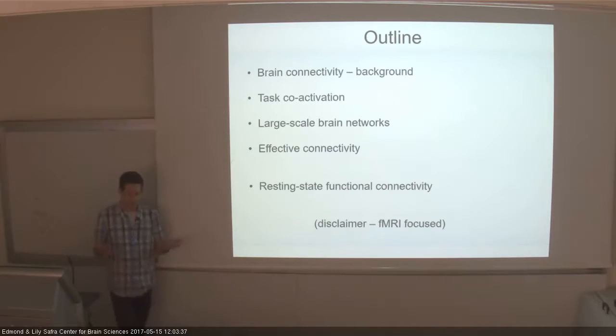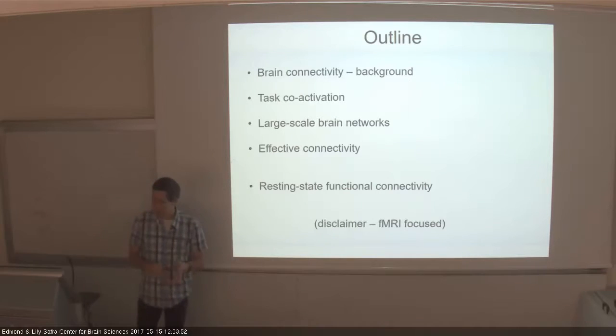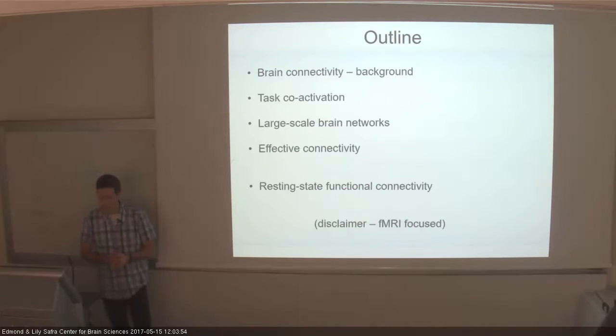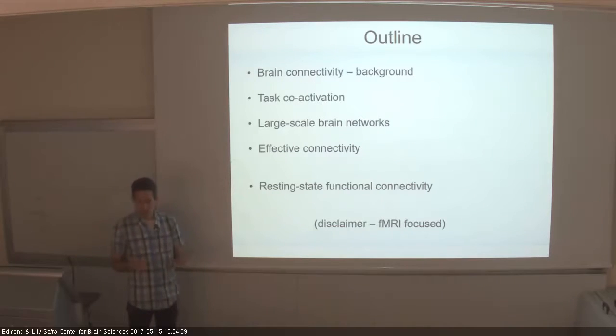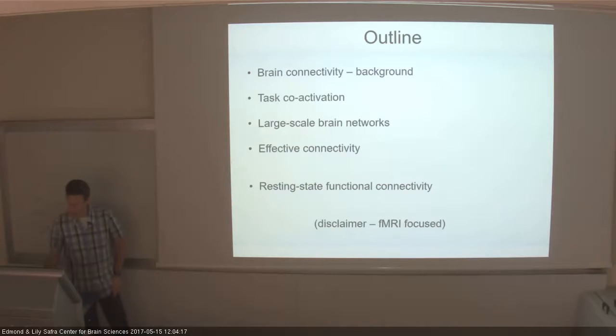We'll start with the basics of why we might be interested in connectivity. We'll talk about task coactivations, which is the most basic form of connectivity analysis. I'll talk a bit about large-scale brain networks and what we know about them, and effective connectivity. And then the second part will be about resting state, which is my field. And just a disclaimer, it's an fMRI talk, although many of these methods and ideas can be applied also to EEG and other neuroimaging methods. I'm investigating using fMRI, so this is what I'll talk about.